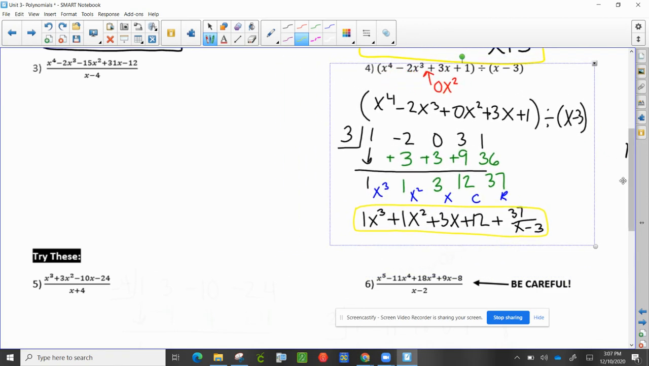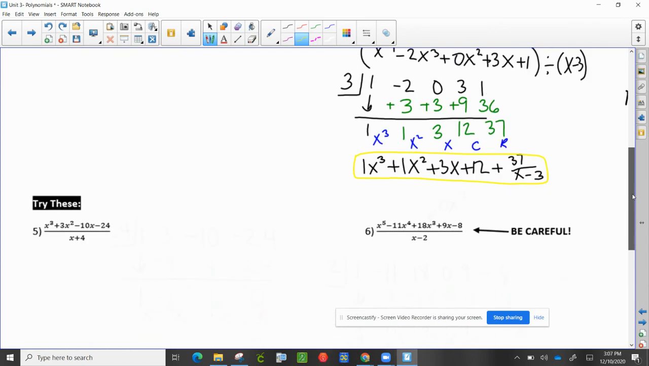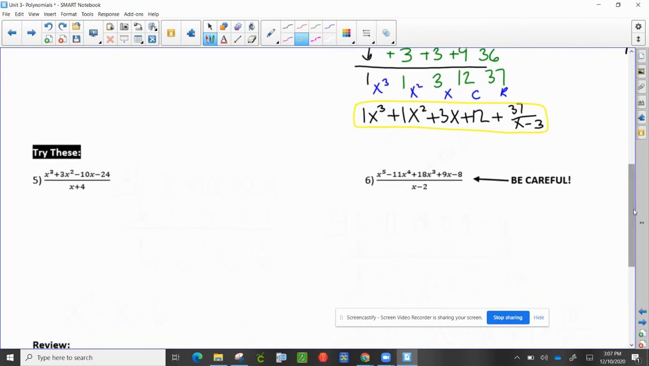Okay. So there's 2 here you're going to try. So let's start with number 5. So it looks a little different set up just because it's written as a fraction, but it's the same thing. So bring down your coefficients for the numerator and divide it by the opposite sign. So if it's x plus 4, you're going to divide by negative 4. So go ahead and set up your division and try number 5. See what you get.